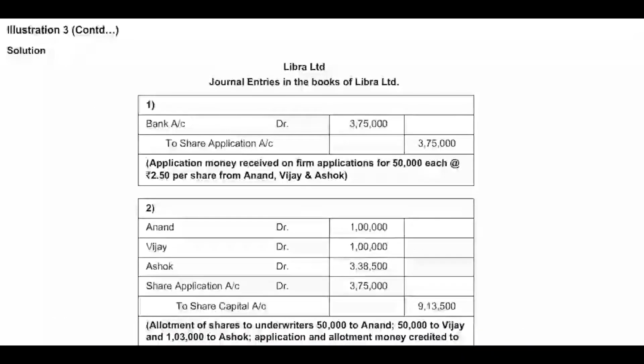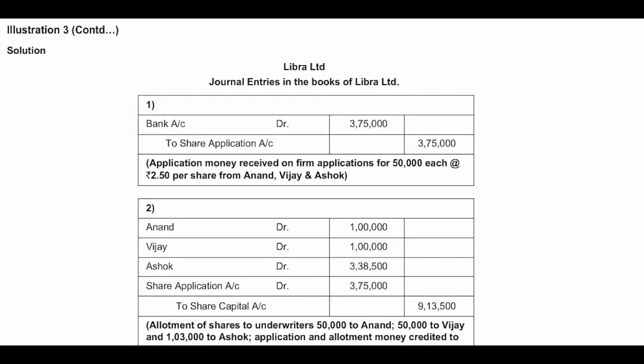So now we have to pass the entry. At the time of subscription, all the three underwriters had applied for their firm underwriting, which is their definite, ultimate liability. Of course, they have to apply for that. So 50,000 each, total 1,50,000 shares applied by all the three underwriters, and application money is 2.5. So 1,50,000 multiplied by 2.5 will give you the figure of rupees 3,75,000.